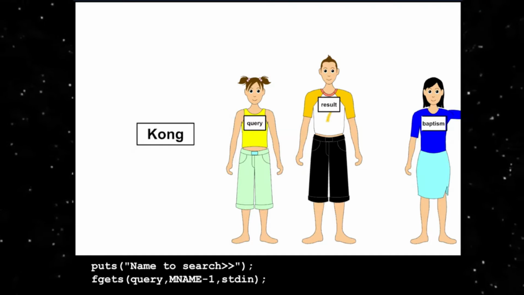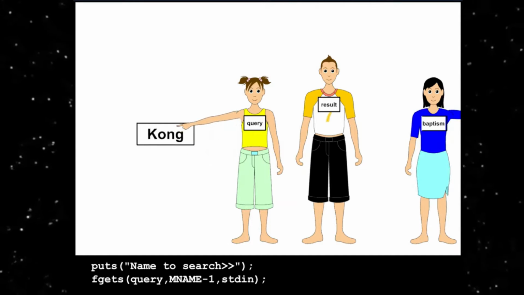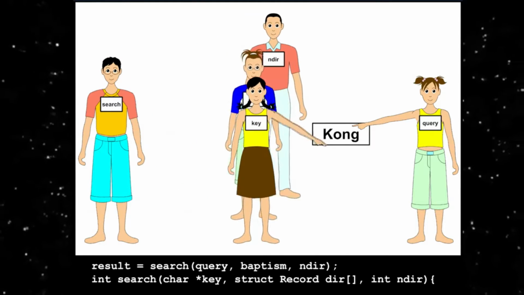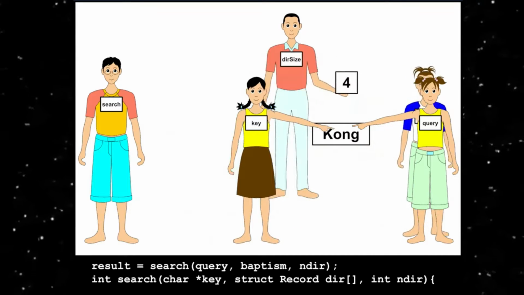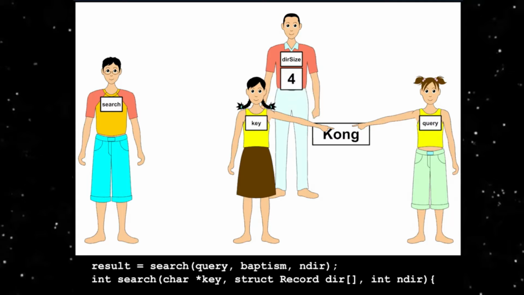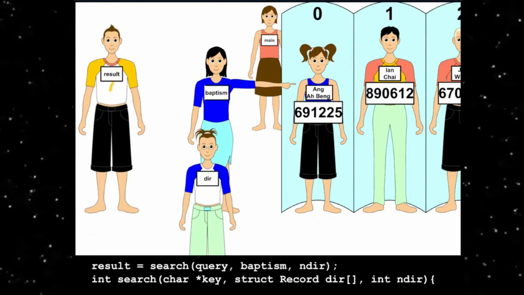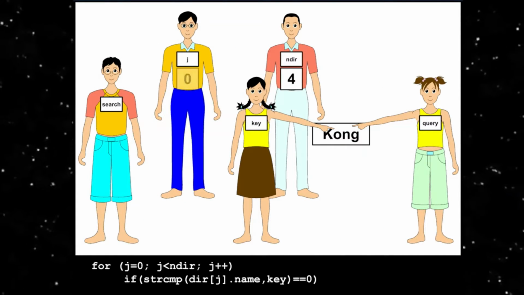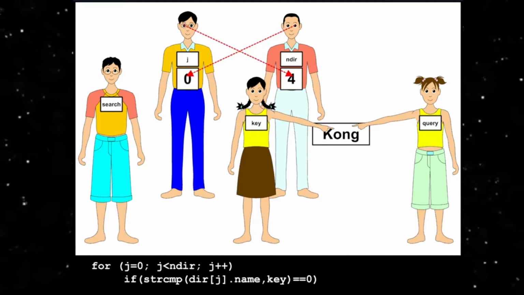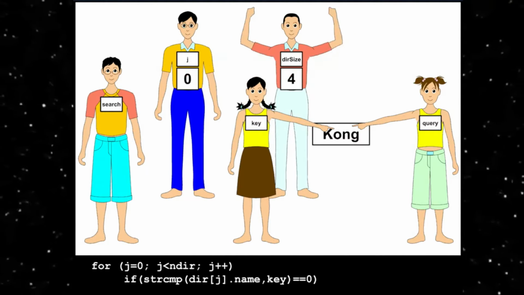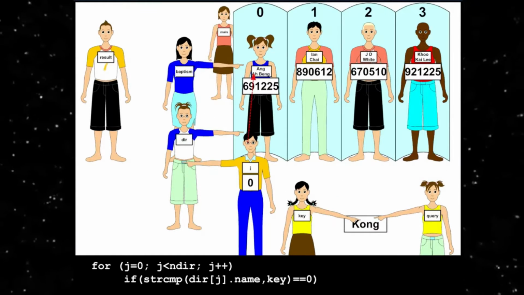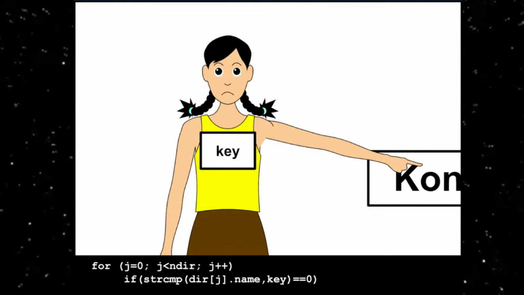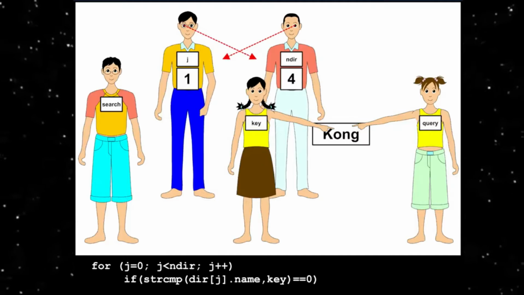Suppose the user now types Kong for the name to search. This is stored in query. So we call search again in the same manner. j is an integer variable. j has been initialized to 0, therefore j is less than dir size, which is 4. So we compare the name Kong with the data in location j, which is 0, and find that Ang Ah Beng is not the same as Kong. Because it is not a match, we increment j to 1.